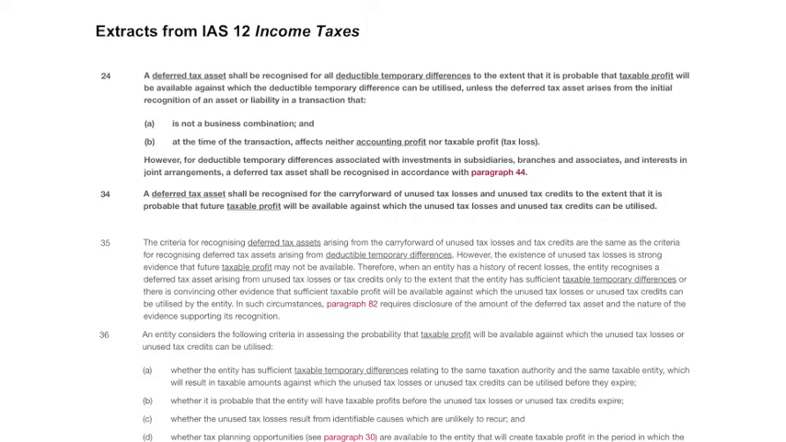So this really is the crux here. Okay, if you cannot demonstrate any of these criteria, then you are not allowed to recognize a deferred tax asset. Then it means that any deferred tax or potential deferred tax asset that you would have had, you can only recognize to the extent that you have taxable temporary differences. So let's go and look at a practical example to see how exactly this would work.